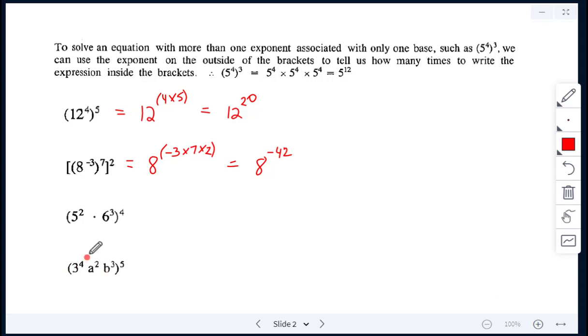Let's look at our next example. 5 to the power of 2 times 6 to the power of 3, and everything inside the brackets is to the power of 4. All right, so writing that out, to simplify this, we would have 5 to the power of 2 times 4, and then we would have 6 to the power of 3 times 4. All right, so that gives me 5 to the power of 8 and times 6 to the power of 12.